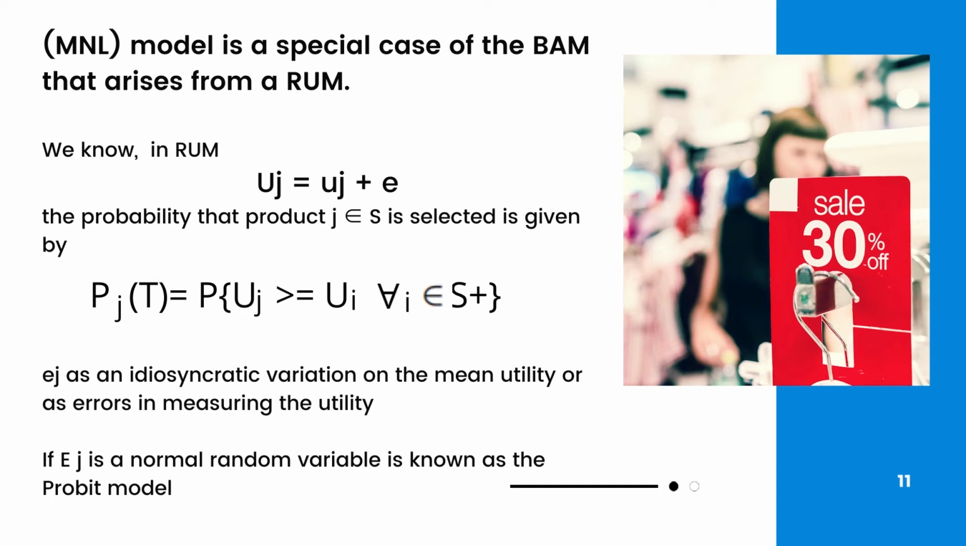We can think of the ej as an idiosyncratic variation on the mean utility or as errors in measuring utility. If the ej is a normal random variable, then the resulting choice model is known as the probit model. Unfortunately, there is no closed form expression for the selection probability under the probit model, and that has discouraged its use to a certain extent.